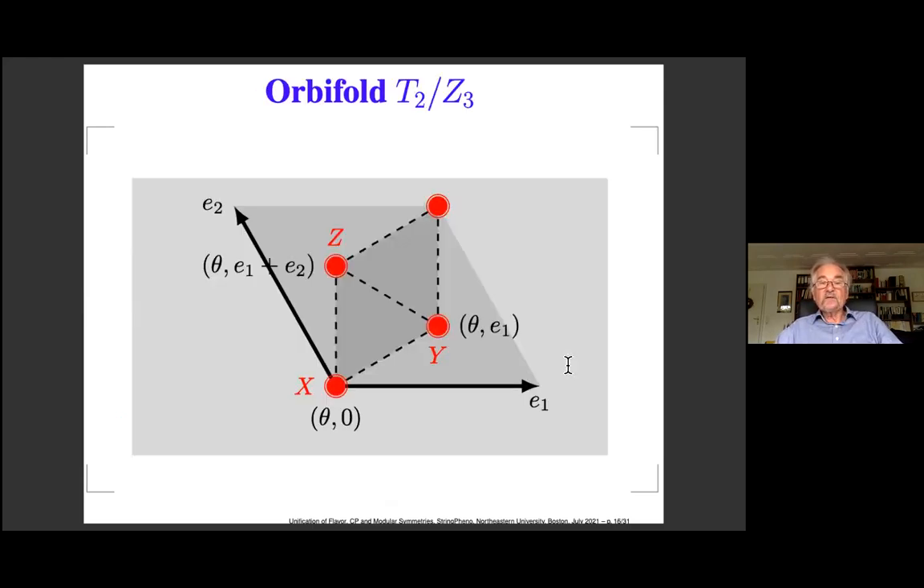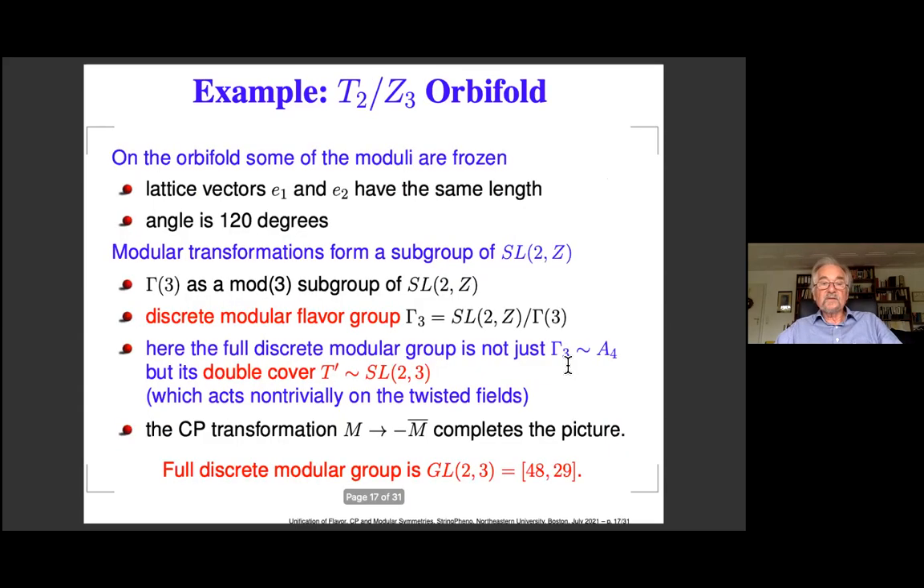So let's now see what that means for the orbifold T2 over Z3. Again, we have a situation where the length of e1 is equal to e2, and the angle is 120 degrees. So some of the moduli, of course, are frozen. And so the complex structure modulus is frozen because of this property. And the modular transformations which we get for the Kähler modulus T now transform as a subgroup of SL2Z. So the step now is to define Gamma 3, which is a mod 3 subgroup of SL2Z, where you allow for Z modulo 3 transformations.